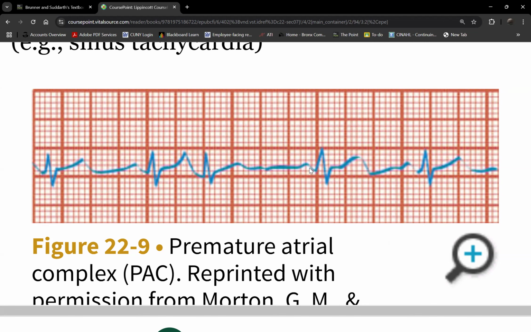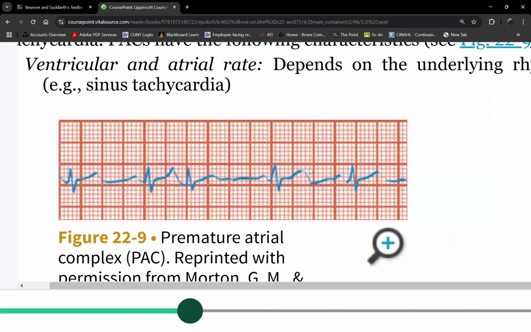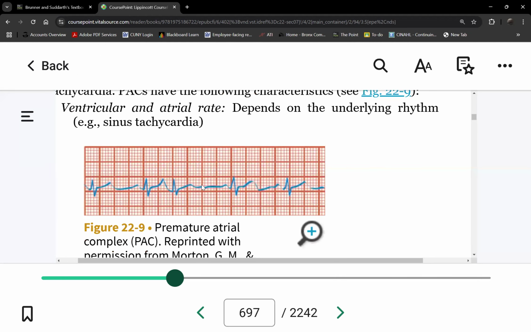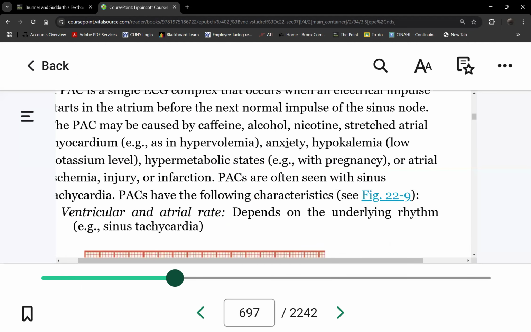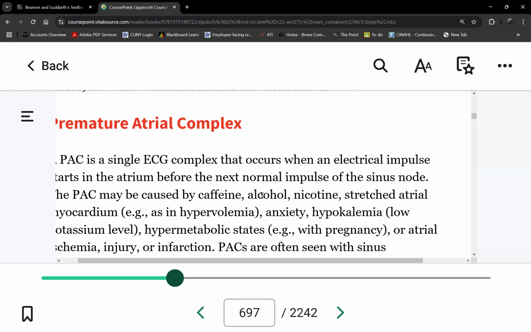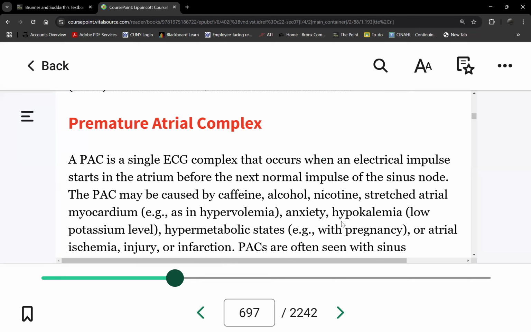Next, what's the next question? Oh, no. After what? Okay, causes. Causes first. So here are your causes. If you drink coffee, alcohol, nicotine, smoke, what does it say here? Can you get a PAC? Yes, these are the most common causes of a PAC.